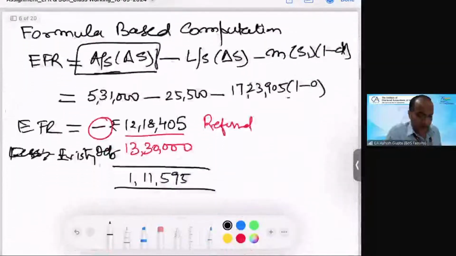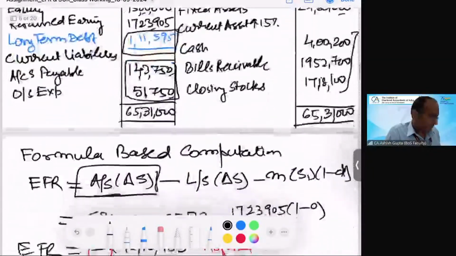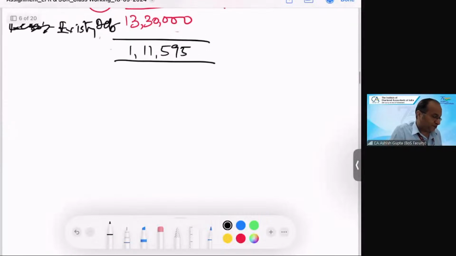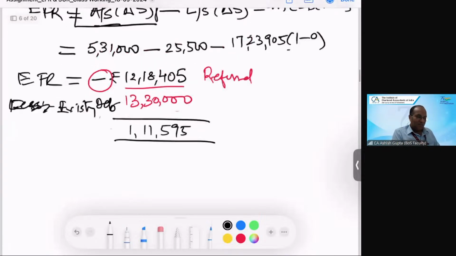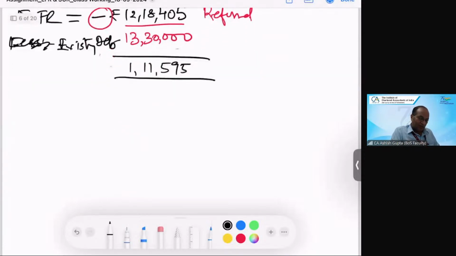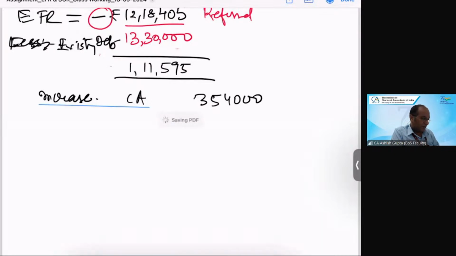Okay, students, so we can see how we have arrived at this figure. Now, if we go by the logic, we can also get the answer logically. Overall, the increase in our assets is in current assets, and a spontaneous increase is financed by the current liabilities. So overall the increase in current assets was 35 lakh.